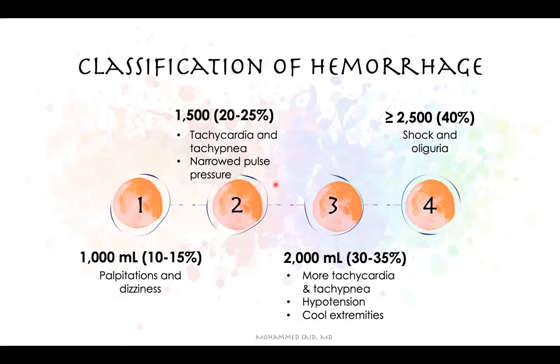At 2 liters, which is almost 30 to 35% of the total blood volume, you're going to have more tachycardia, which can reach 120 to 160 beats per minute, and tachypnea, which can reach 30 to 50 breaths per minute. And you're going to have cool extremities. And then when the blood loss goes beyond 2,500, almost 40%, you're going to start having hemorrhagic shock and oliguria, and eventually, if the patient is not treated, she's going to die.